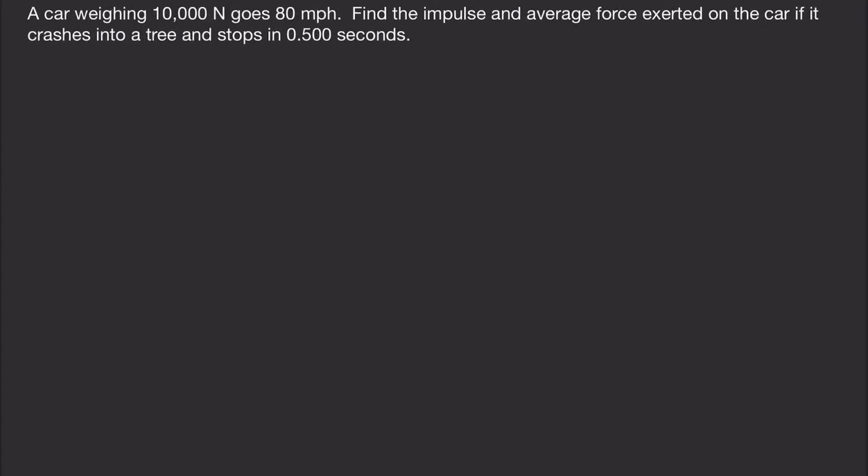In the next problem, we have a car weighing 10,000 newtons that's going 80 miles an hour, and we're asked to find the impulse and the average force exerted on the car if it crashes into a tree and stops in 0.5 seconds. So we'll start with our equations for impulse. Impulse is equal to the average force times the time interval over which that force is acting. And the impulse is also equal to the change in momentum. This comes from Newton's second law. And the change in momentum is just PF minus PI.